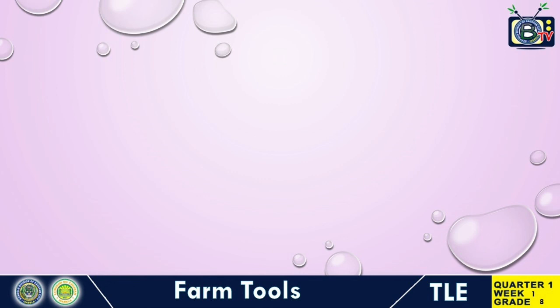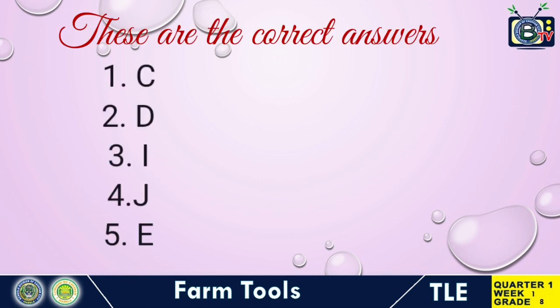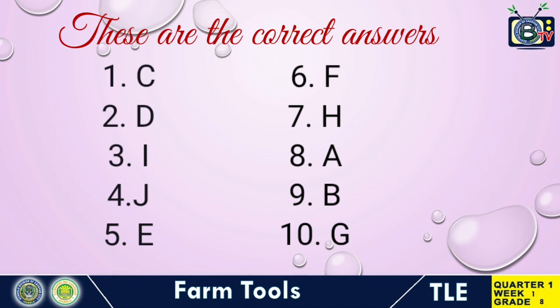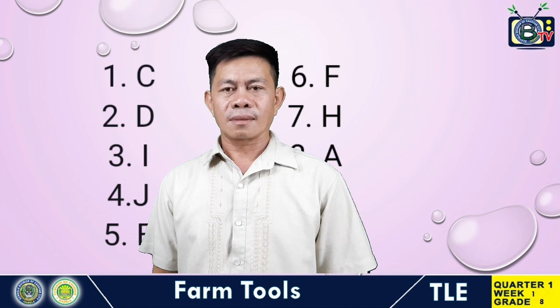Okay, 5 minutes is over. And now, these are the correct answers. Number 1, C. Number 2, D. Number 3, I. Number 4, J. Number 5, E. Number 6, F. Number 7, H. Number 8, A. Number 9, B. And number 10, G.